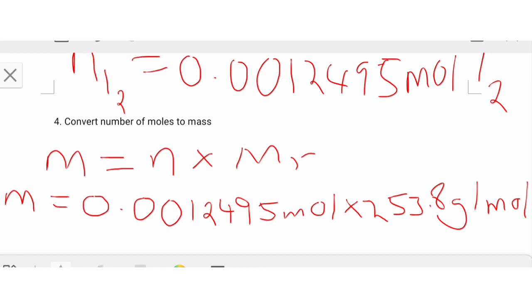So now let's do the multiplication. What will be the mass? The mass is going to be 0.317 grams. So this is our answer.